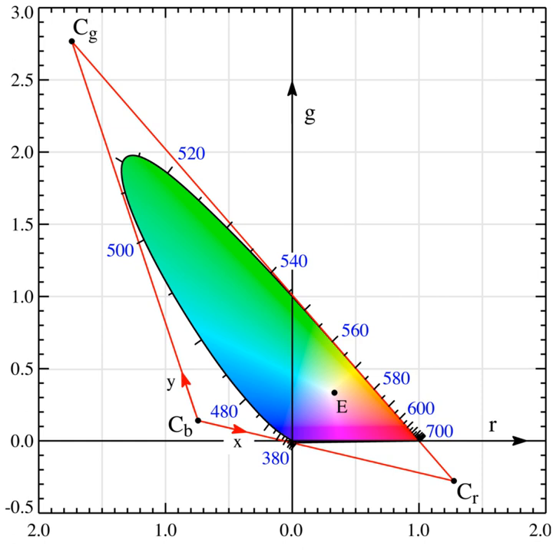This area is fixed to a particular value by specifying that ∫₀^∞ r̄(λ) dλ = ∫₀^∞ ḡ(λ) dλ = ∫₀^∞ b̄(λ) dλ.